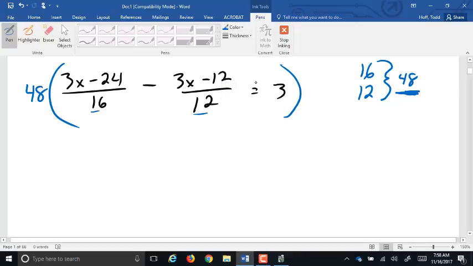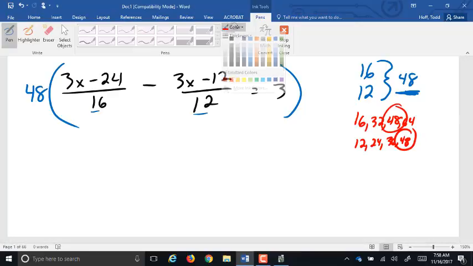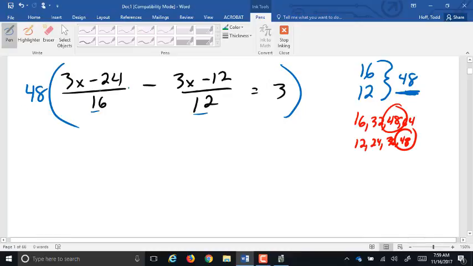Now, if you're struggling to figure out where the 48 comes from, count up by 16s. You got 16, 32, 48, 64. You got 12, 24, 36, 48. There's our match. Down here, we have to multiply this whole equation by 48. So I've got 48 times this. So I'm going to write it as 48 over 1 times 3x minus 24 over 16. And I am now going to cross cancel the 48 and 16. Both divide by 16 gives me 1 and 3.